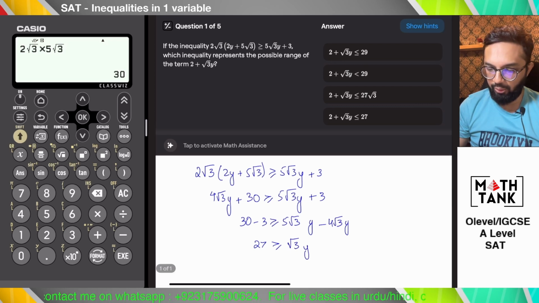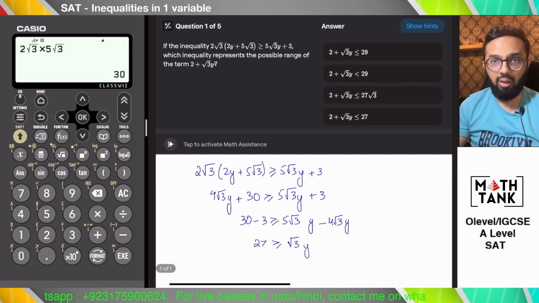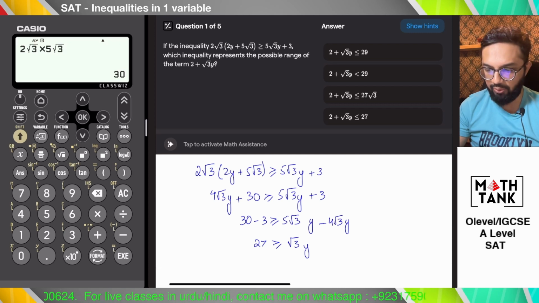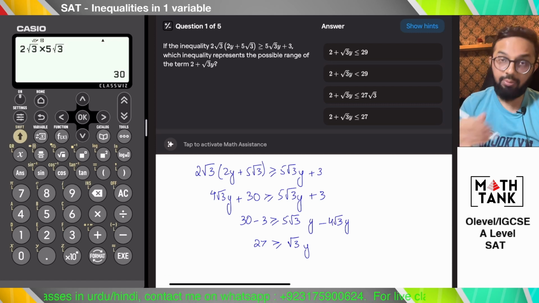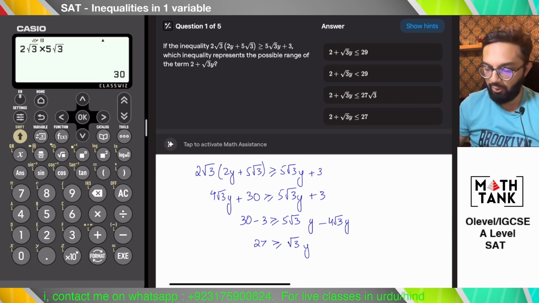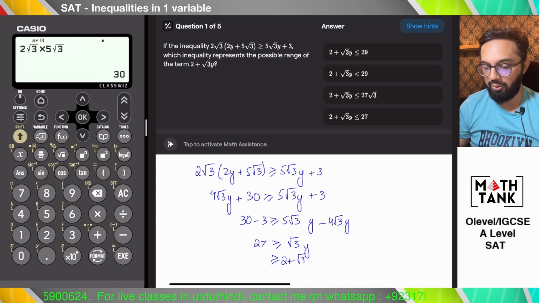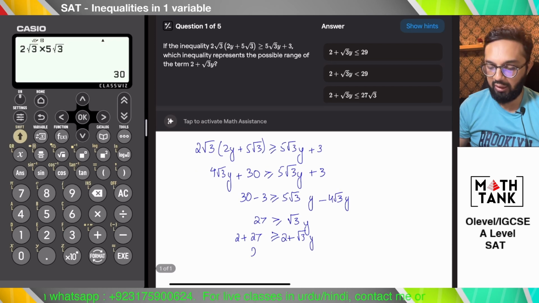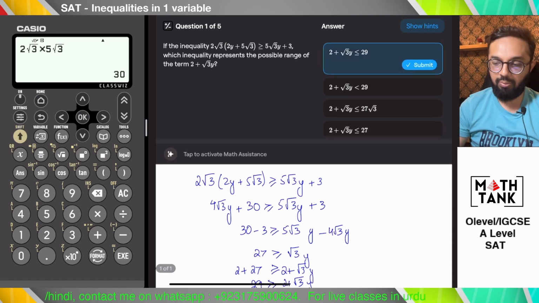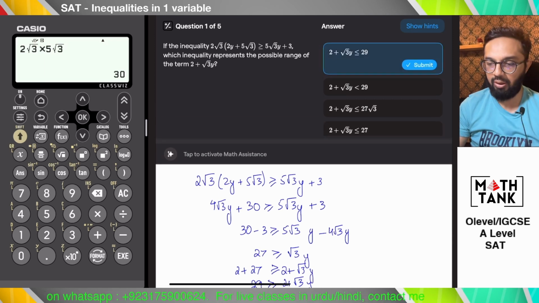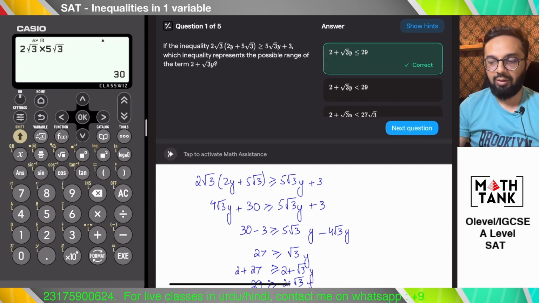Now, one thing that I could do is solve each of my answer options and compare, or I could try to create this expression where it says 2 plus root 3y. So I also want a 2 plus on this side. I'm going to balance this inequality and put a plus 2 on this side as well. So this gives me 29 is greater than 2 plus root 3y. So 2 plus root 3y is less than or equal to 29. The first answer option should be correct. That is the correct answer.